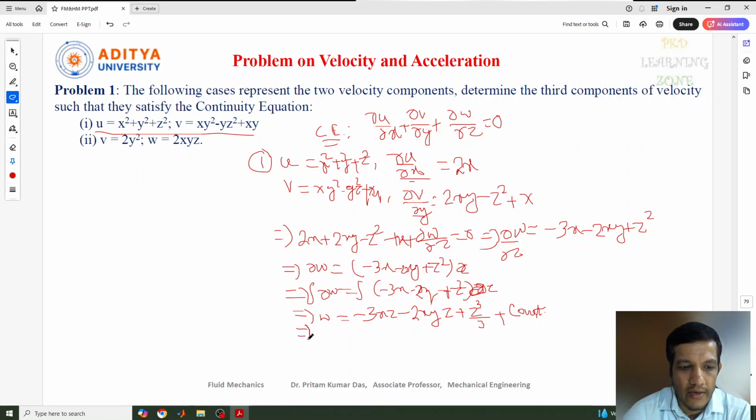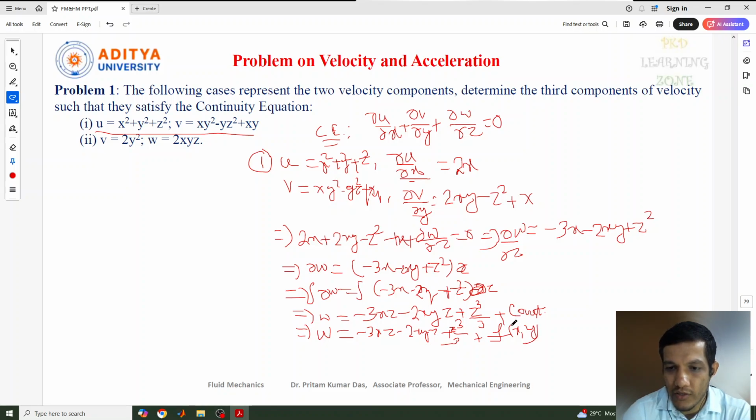So finally what can we write? This constant of integration can be a function of z, because we have integrated with respect to del z. But this function can also be a function of xy. So finally let me write w equal to minus 3xz minus 2xyz plus z cube by 3 plus a function of xy. This function of xy is nothing but a constant we have taken.